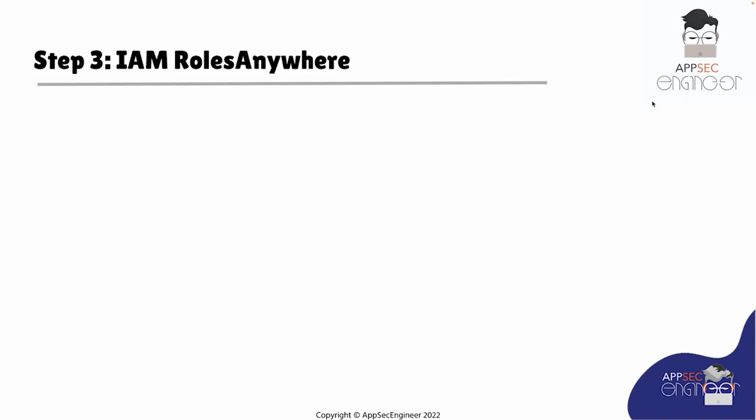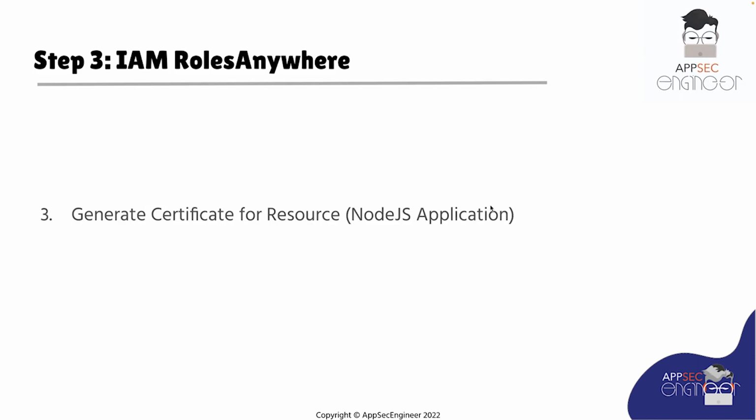So in this case, our Node.js application. The first thing that we need to do here on the client side of the fence is step 3, which is generate a certificate for that Node.js application. So this is the step that we need to be focused on, because remember, we have a certificate authority that we've set up as the trust anchor.